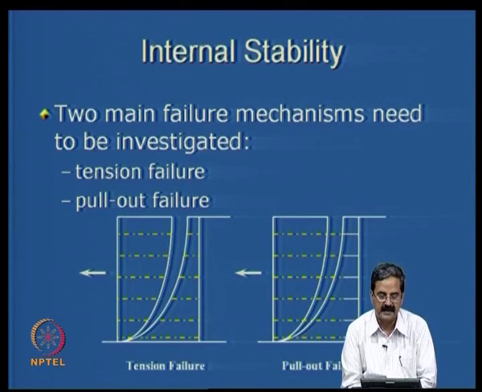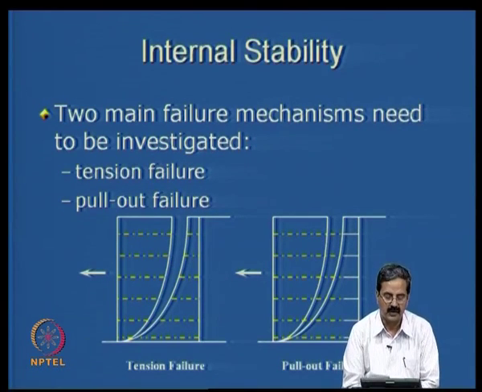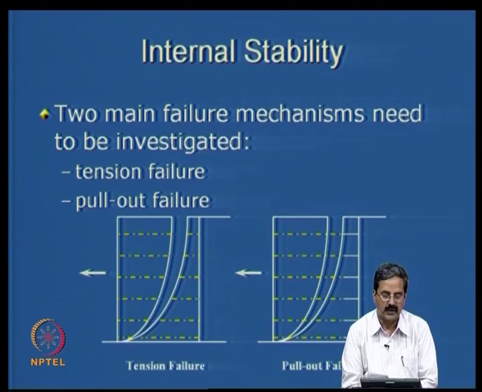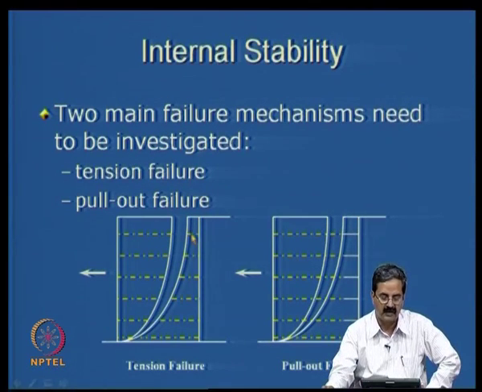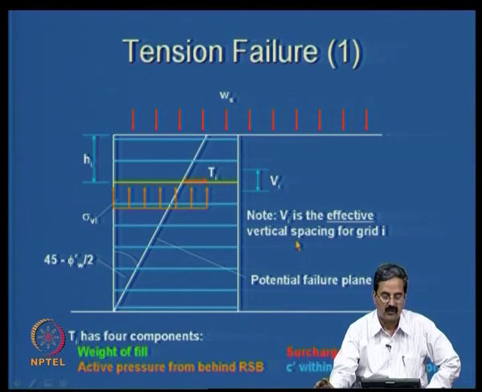Then what is internal stability? Now you have introduced a reinforcement, so it should not fail by tension, or it should not come out by pull out. This is a tension failure where there is a clear breakage, and in pull out, the reinforcement just comes out. For that, we have a method. How do you calculate this tension failure and all that?